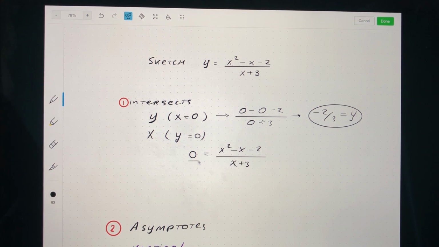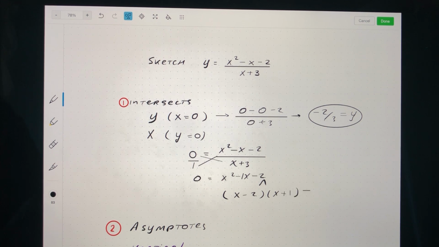To solve it, we could use cross multiplying. 0 times x plus 3 is 0. 1 times x squared minus x minus 2 is x squared minus x minus 2. At this point, we can either use the quadratic formula because we have a quadratic equation, or we could use factoring. To factor, we need two numbers that multiply to negative 2 and add to negative 1. Well, that would be negative 2 and positive 1.